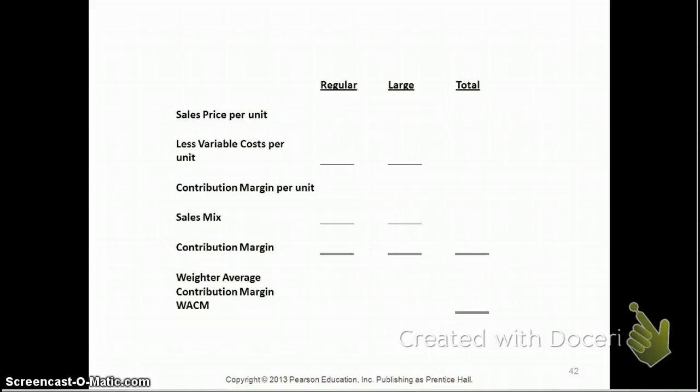This is how you're going to set up your solution. You're going to have 3 columns: one for regular, one for large, and one for a total column. Then you're going to have these items along as your description. You start off with your sales price per unit, then you have variable cost per unit, and then you take a subtotal, which is your contribution margin per unit. You know that sales price less variable cost is contribution margin per unit. Next, you put your sales mix, and then you have another line item for total contribution margin. And that will help you calculate your weighted average contribution margin, or what we call WACM.